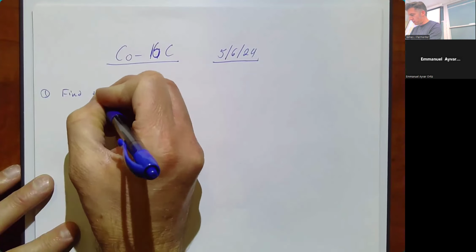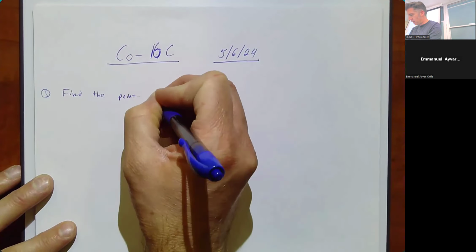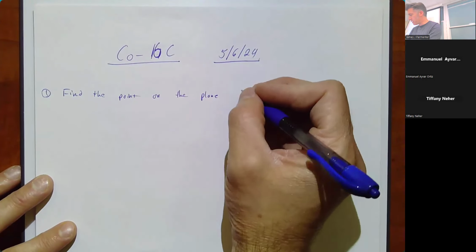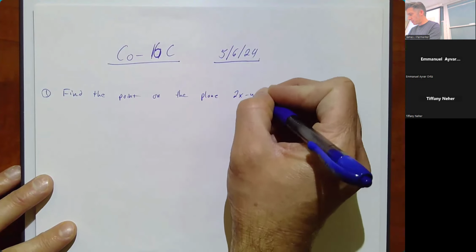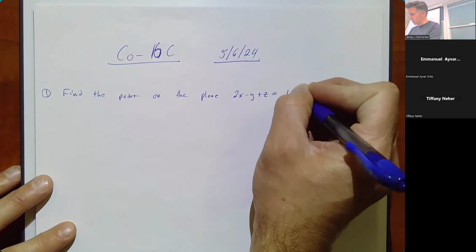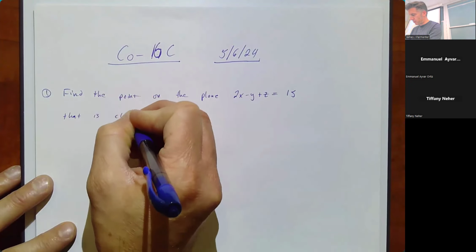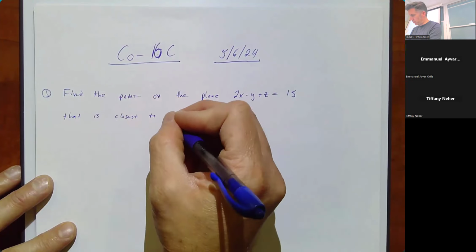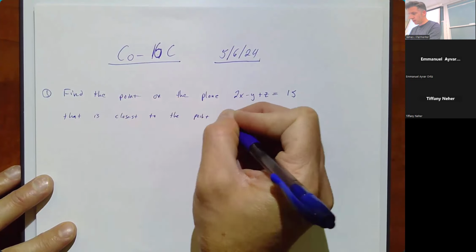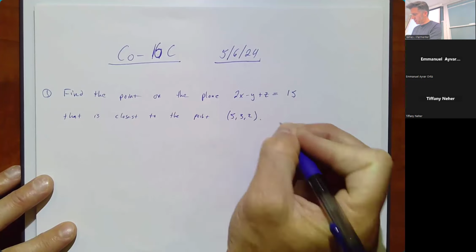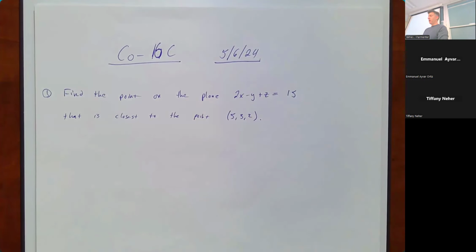Find the point on the plane 2x minus y plus z equal to 15 that is closest to the point 5, 3, 2. And although you could probably do this either way, we will do it using Lagrange multipliers.